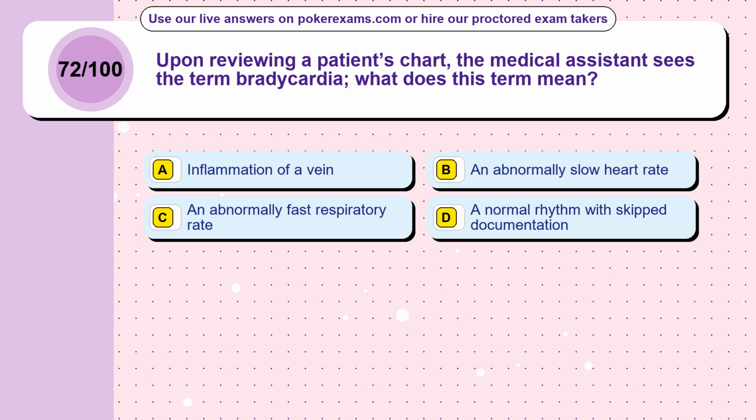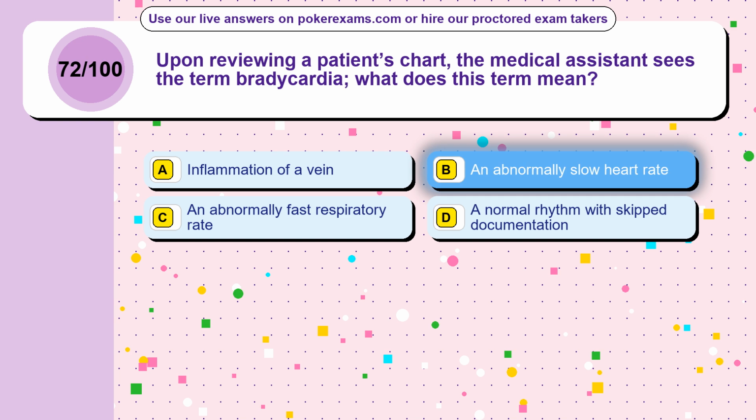Question 72. Upon reviewing a patient's chart, the medical assistant sees the term bradycardia. What does this term mean? Option A. Inflammation of a vein. Option B. An abnormally slow heart rate. Option C. An abnormally fast respiratory rate. Option D. A normal rhythm with skipped documentation.